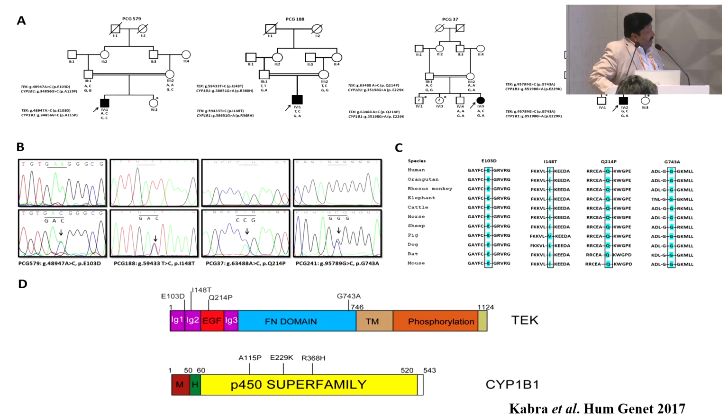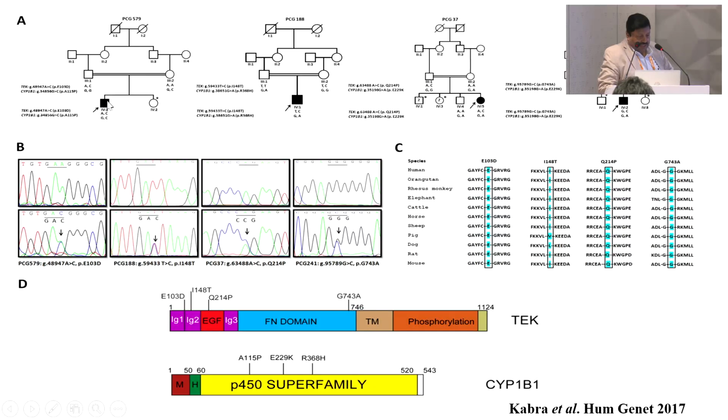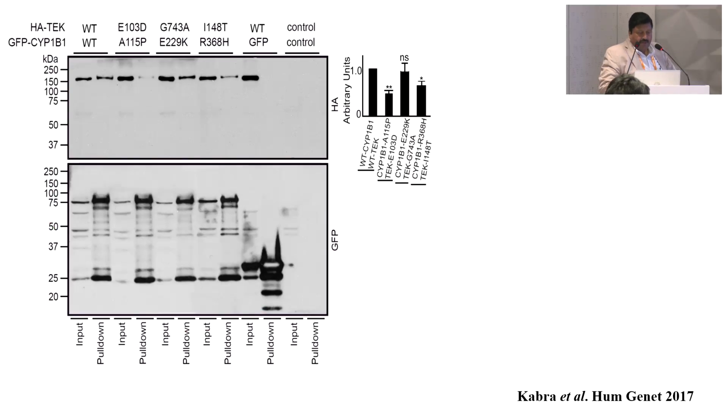Earlier we had shown, in collaboration with Dr. Hemant Khanna, who is here, that digenic inheritance, that is, inheritance of 2 different alleles of 2 different genes, could cause congenital glaucoma, and TEK was one such gene involved in a digenic scenario. And we also found that depending on where the mutation is, whether extracellular or intracellular, they have different phenotypes.